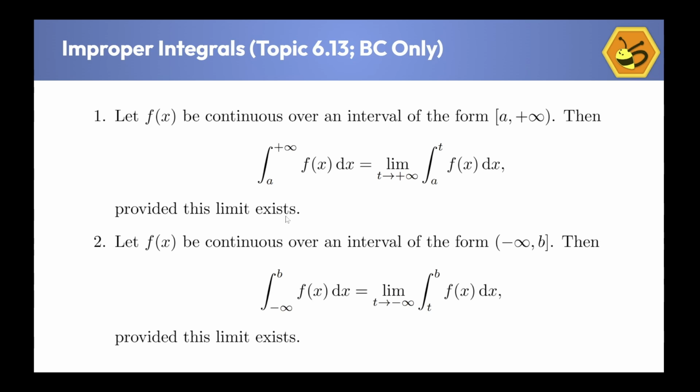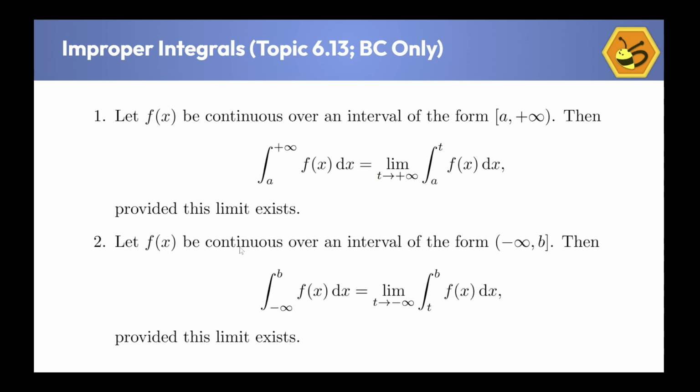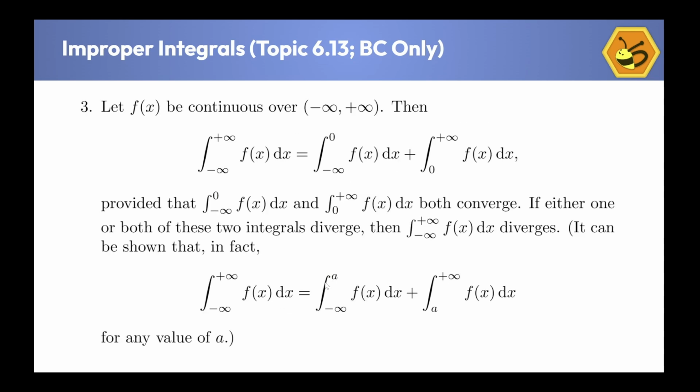So for both equations, we take the limit, and for the most complex one, where we have both infinity and negative infinity, I can pick 0, which is often the most common choice, or I can also just pick a. So I break it down into two integrals, which is one of the properties of definite integrals, and then I can go back to this formula to calculate.